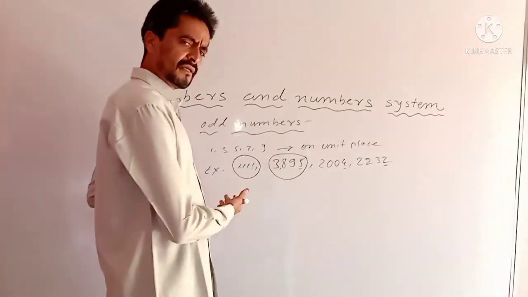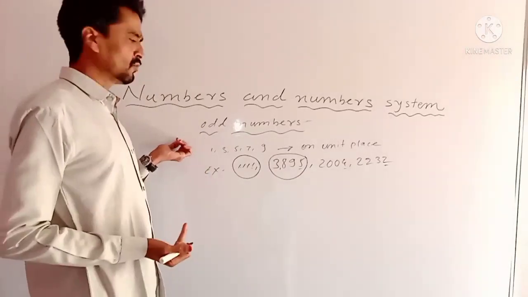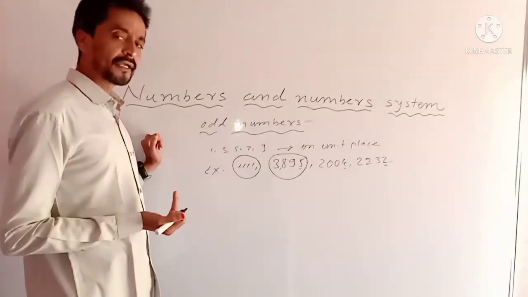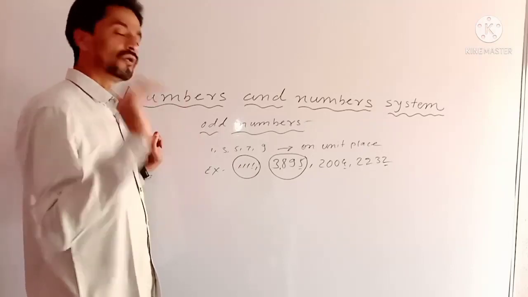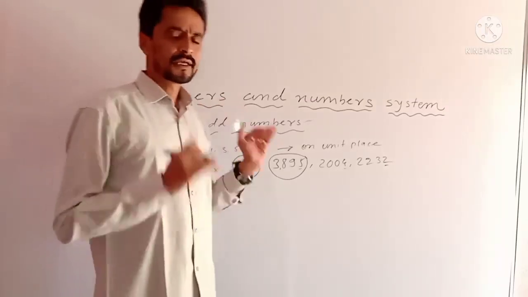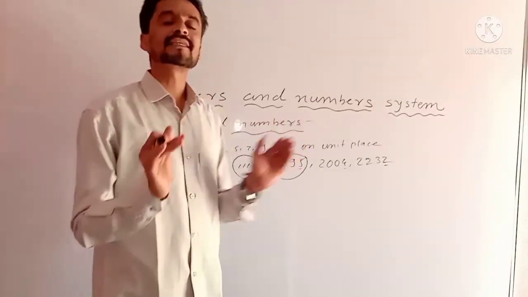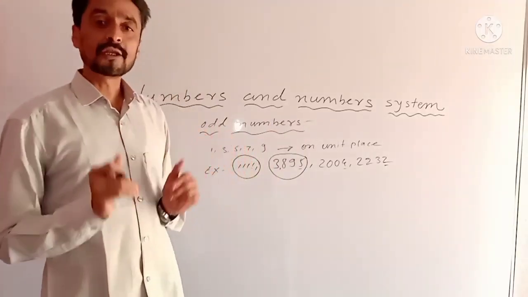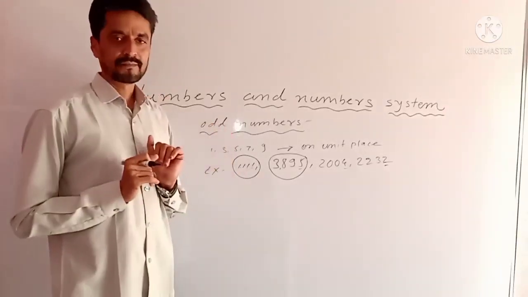So in these examples, once again, what are odd numbers? Odd numbers have 1, 3, 5, 7 and 9 on their unit place. Here we have cleared how we can observe the place value, how the place value increases and decreases, and what is an even number and what is an odd number.